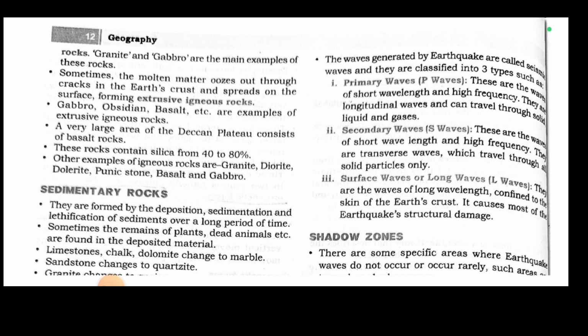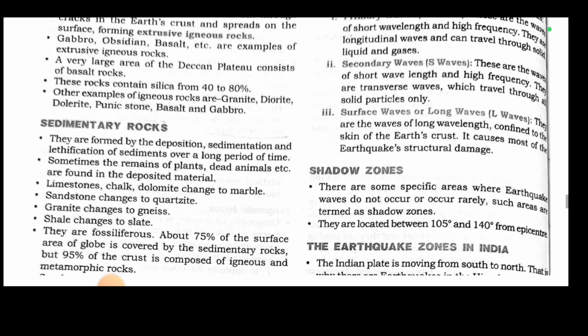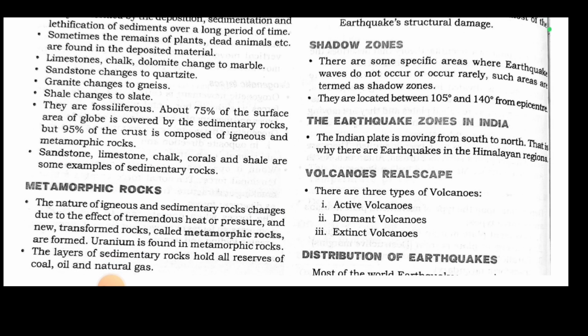Secondary waves are waves of short wavelength and high frequency. They are transverse waves which travel through solid particles only. Surface waves, or long waves, are waves of long wavelength confined to the skin of the earth's crust. They cause most of the earthquake's structural damage. Shadow zones: there are some specific areas where earthquake waves do not occur or occur rarely. Such areas are termed shadow zones. They are located between 105 and 140 degrees from the epicenter.